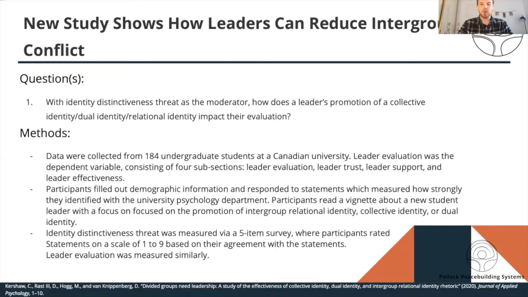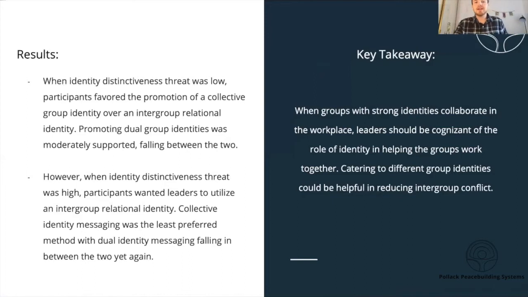And what they found through this was when identity distinctiveness threat is low, participants favor the promotion of a collective group identity over an intergroup relational identity. So they prefer kind of forgetting about their own individual group identities for a common identity, but that's only when identity distinctiveness threat is low. And then dual group identity was moderately supported, kind of fell in between the two. It didn't go one way or another really.